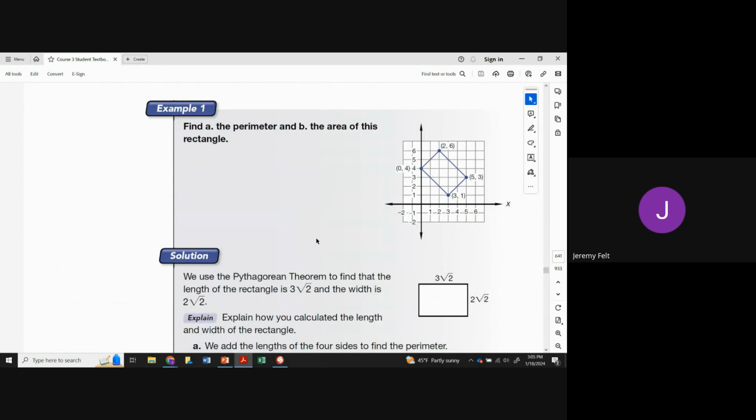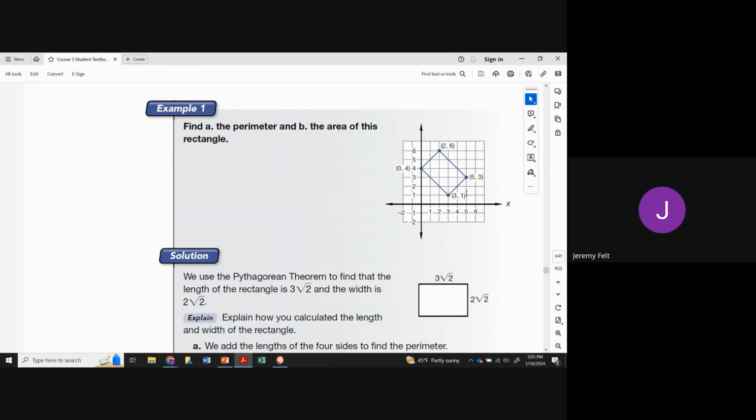And so if we're looking at this right here, we have: find A, the perimeter, and B, the area. So we would need to draw this out. Okay, plot our points, connect the dots. We have a rectangle right here. So we need to find these different side lengths. Normally I just say count left or right, but they're not horizontal or vertical. So we're going to have to use the Pythagorean theorem, which is the distance formula.